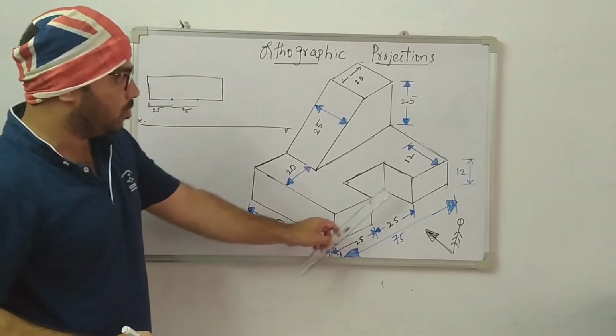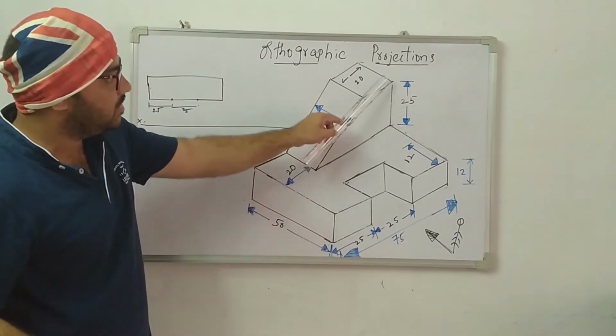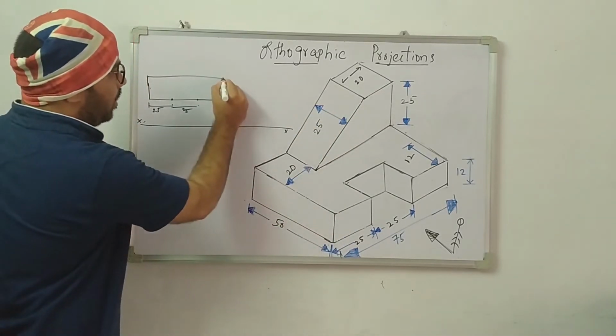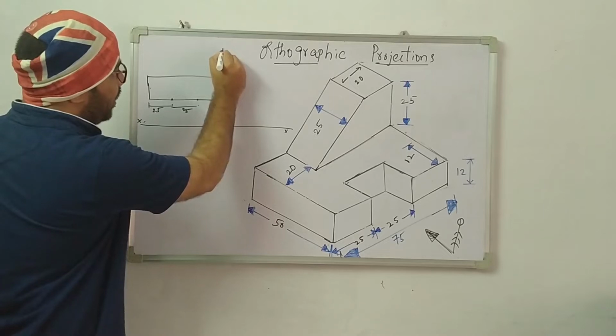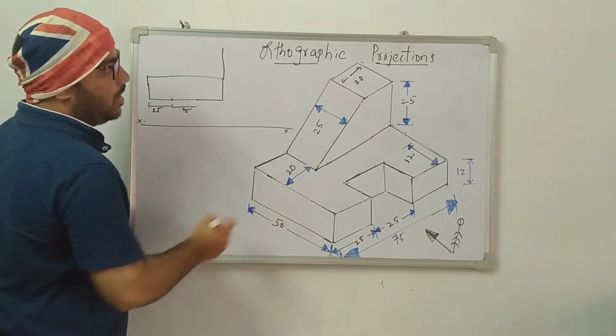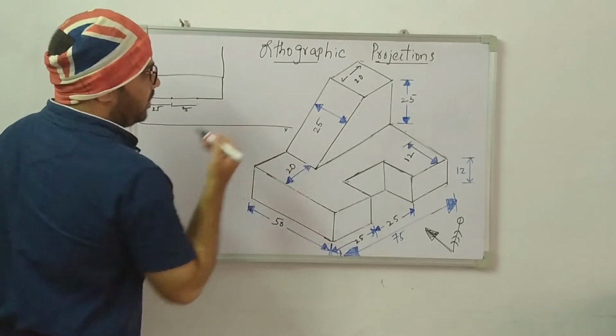Next, we completed this portion. From there onwards, this height is mentioned as 25. From the peak point, draw the 25 length. And what is this distance? 20 distance.